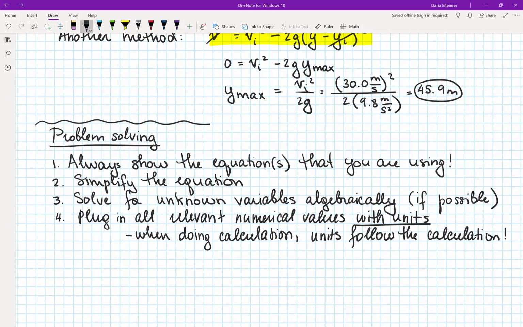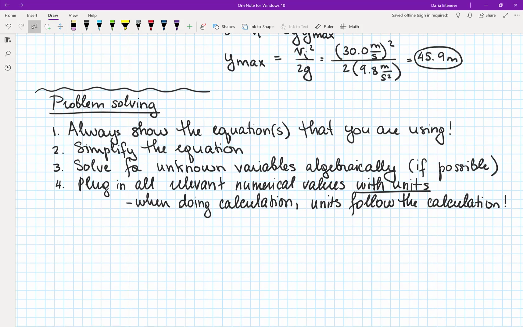So let me show you what I mean by that. I'm going to take that thing that's right on top there. So I have 30 meters per second squared, and then 2 times 9.8 meters per second squared. Okay, so what do I mean units follow the calculation? Well, I'm solving for y, right? I'm expecting to get units of meters.